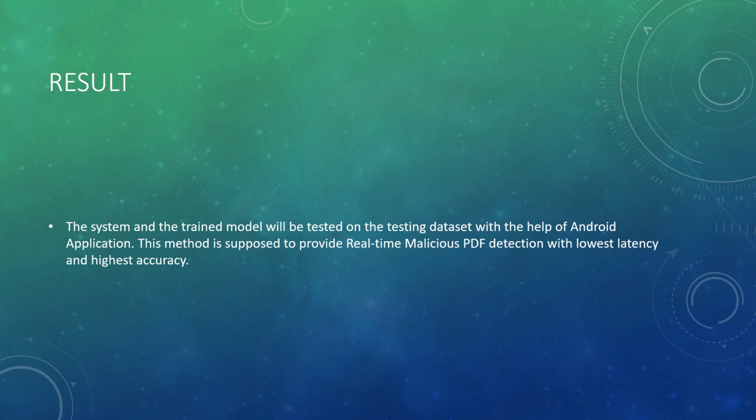So the overall result expected is that the system and the trained model will be tested on the testing dataset with the help of the Android application. This method is supposed to provide real-time malicious PDF detection with the lowest latency and highest accuracy.